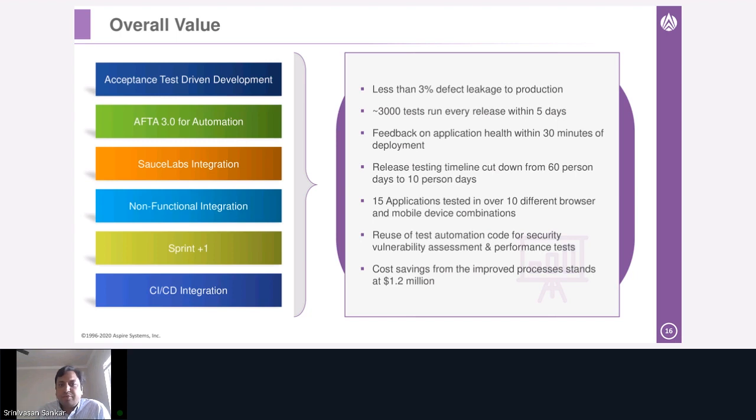And the scope was about 15 different applications that were tested end to end, right from the e-commerce platform to the distribution center application to the middleware applications and all that stuff. And in terms of the overall cost savings, it took about $1.2 million in a span of a year to achieve this kind of a benefit for this particular organization.